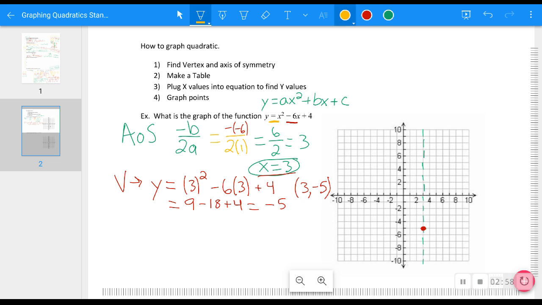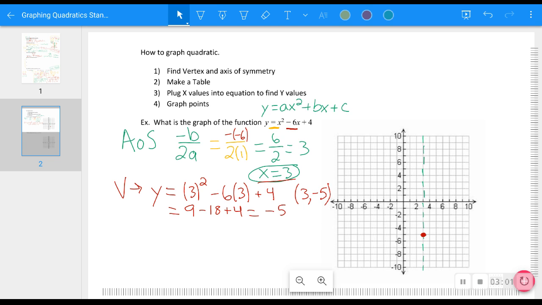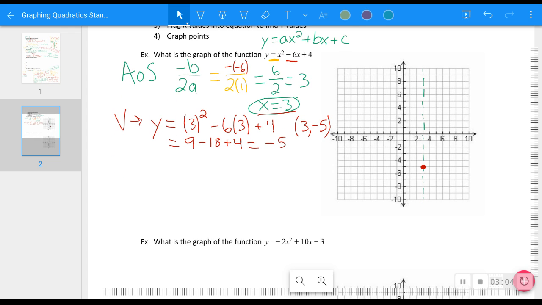And then our last step is we can make a little table and find some more points so that we can actually graph it. So we make an x row and a y row. We'll start with the vertex as one of our points, so that x value is 3. And then we're going to go 2 points to the left and 2 to the right. So 1 to the left is going to be 2, and then 1 more is going to be 1. 1 to the right is going to be 4, and 1 more is going to be 5. So we plugged in 3. We already know we got negative 5.